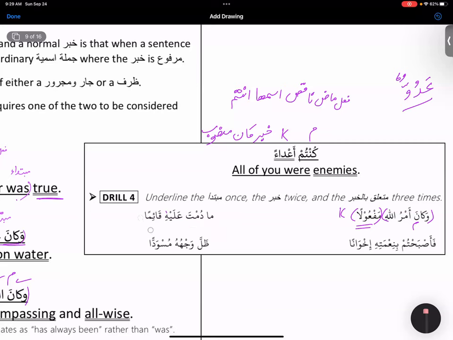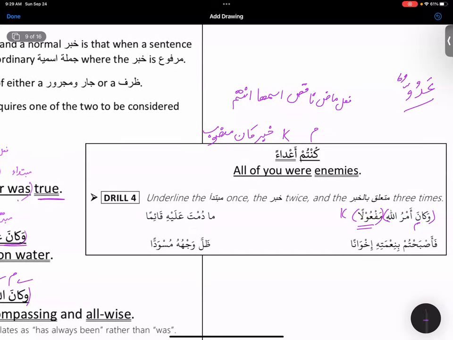Now, so ma dumta alayhi, where is my mubtada? Where is khabar? Ma dumta is anta, right? So that's mubtada. Yeah, so ma dumta is mubtada, alayhi is MBK, and qaiman is the khabar. So we have three buckets here. So now we can further break down.